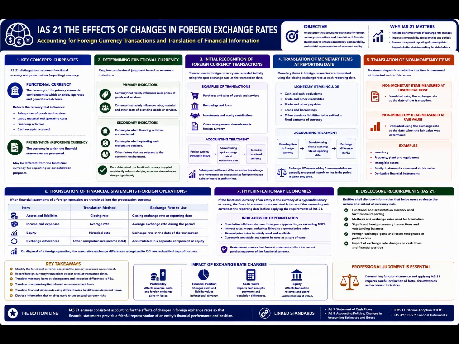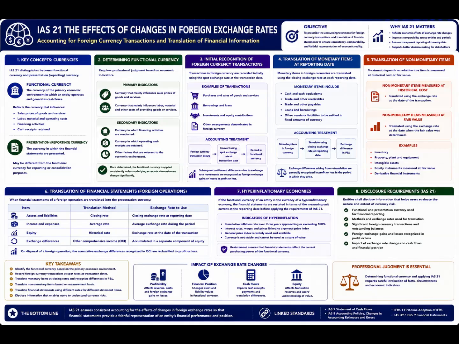IAS 21, the effects of changes in foreign exchange rates, establishes the accounting principles for recording foreign currency transactions and translating financial information when entities operate across multiple currencies. In an increasingly globalized economy, businesses frequently engage in international trade, foreign investments, and cross-border financing arrangements. Exchange rate fluctuations can significantly affect profitability, asset values, liabilities, and financial performance.